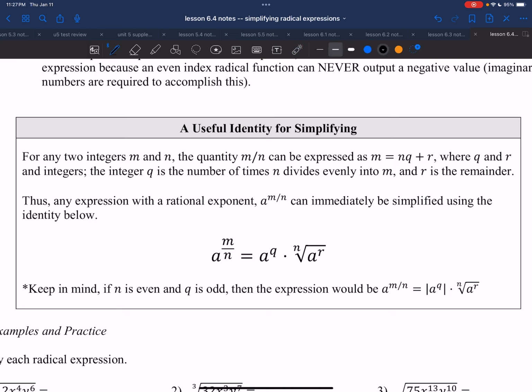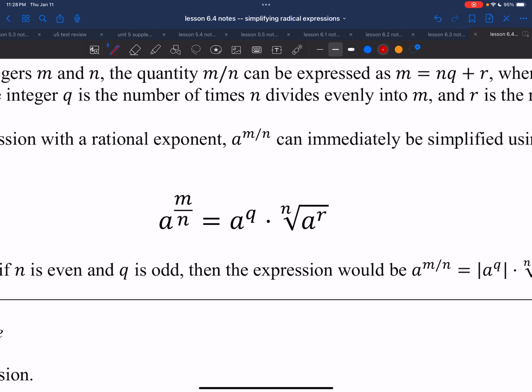So the way you can say this is A to the M over N is equivalent to A to the Q times the nth root of A to the R. And what that means is, however many times this denominator goes into the numerator evenly, that's the exponent on an expression outside of the radical. Whatever is remaining, the remainder, is left inside the radical.